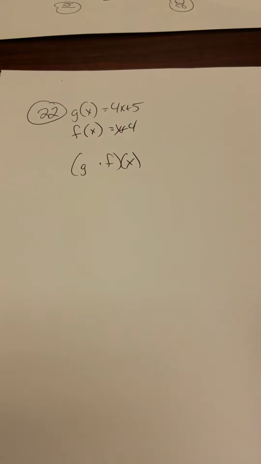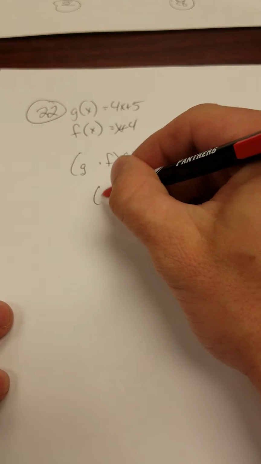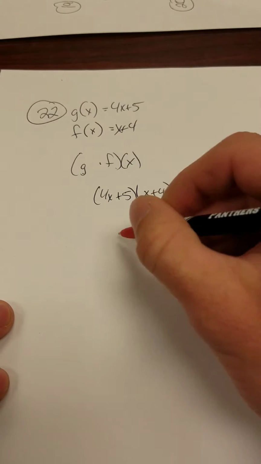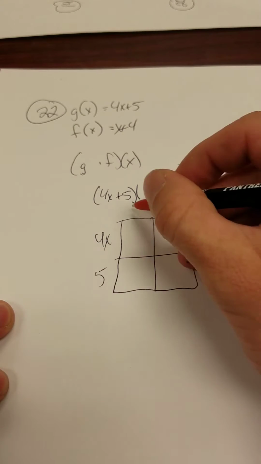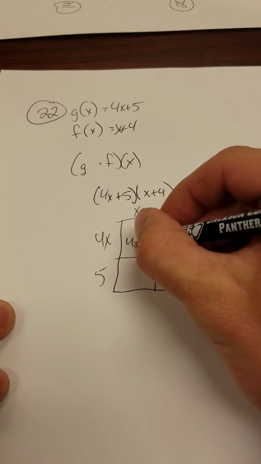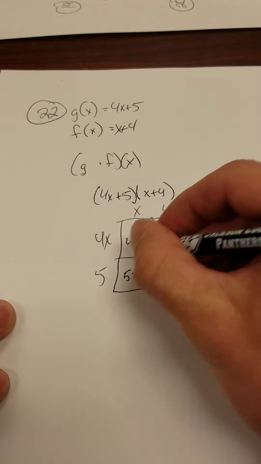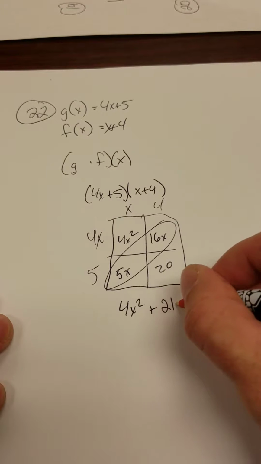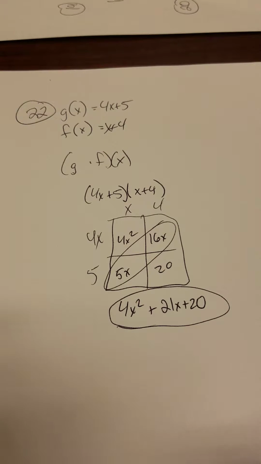Okay, so this is number 22. Look on the inside of the parentheses. It says take g, multiply it by f. So I take g, and I multiply it by f. Do box method. Multiply it. 4x squared, 16x, 5x, 20. Combine like terms. And that's your solution. Okay.